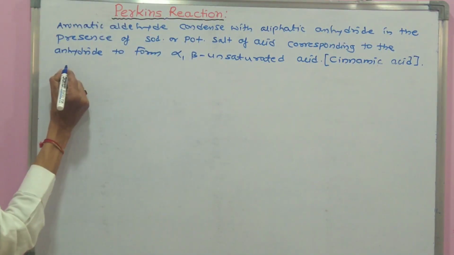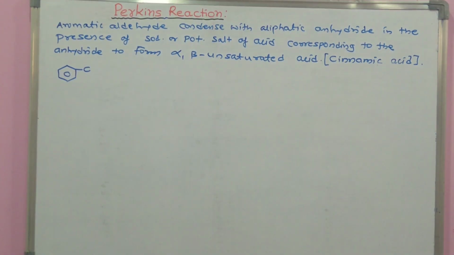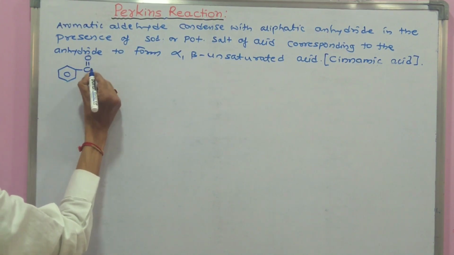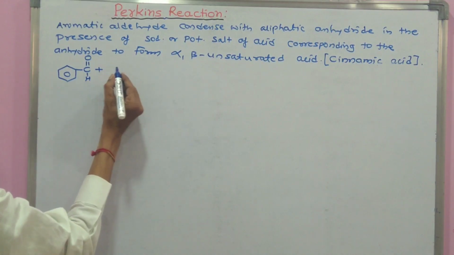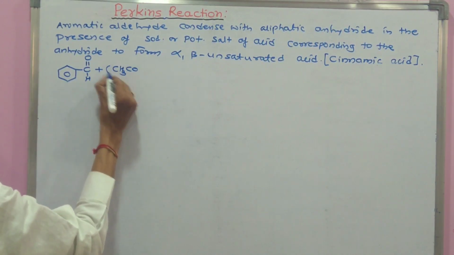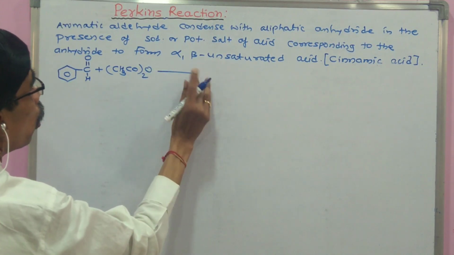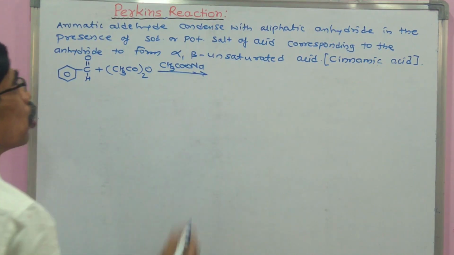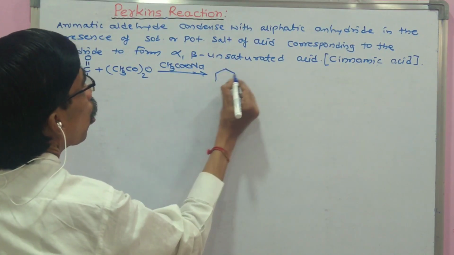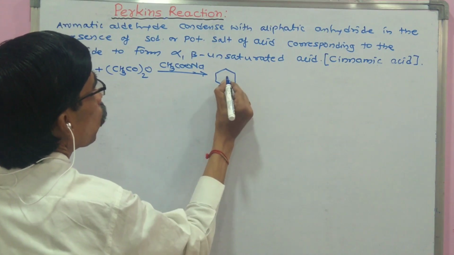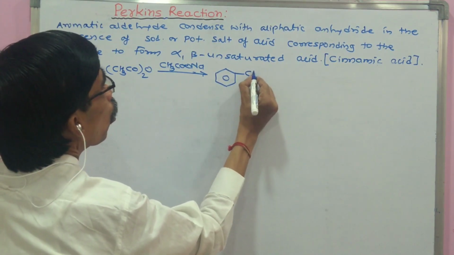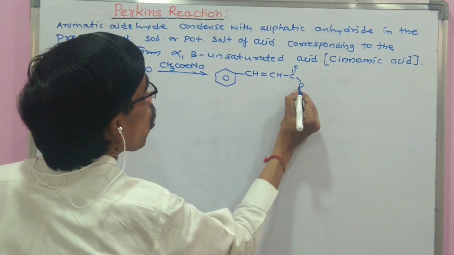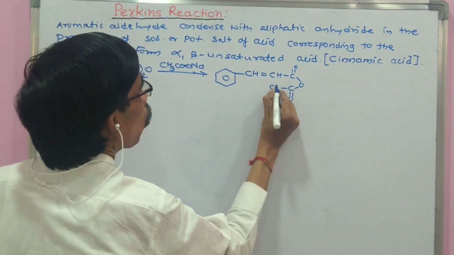So, for example, benzaldehyde condenses with acetic anhydride in the presence of sodium acetate, CH3COONa, to form an unsaturated compound.